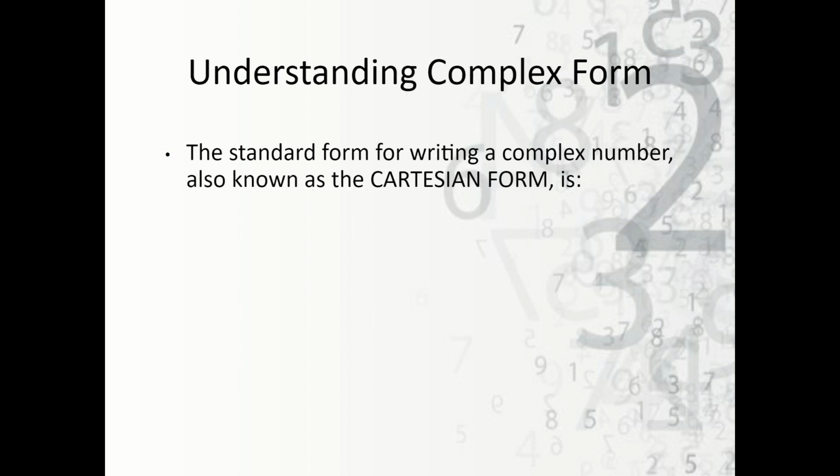So when we write it that way, it is called Cartesian form. This is the standard form for writing a complex number, and it looks like this, a plus bi. Now a and b should both be real numbers, and then i obviously stands for imaginary.